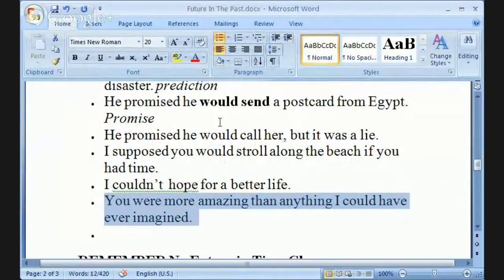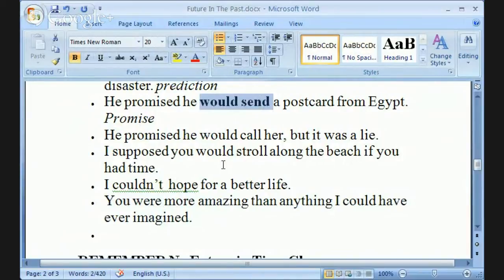Omar, can you try a future in the past with the would construction? Would in the verb. I was thinking on something, but I forget. Okay, now I remember. I would have said a sentence, but I forgot. Okay. That's pretty good.